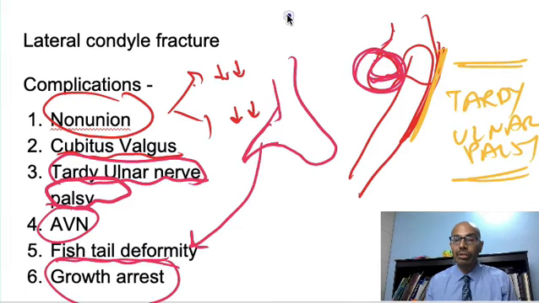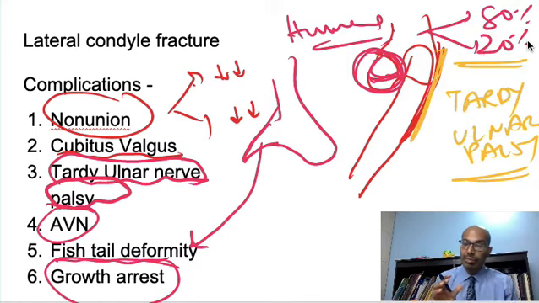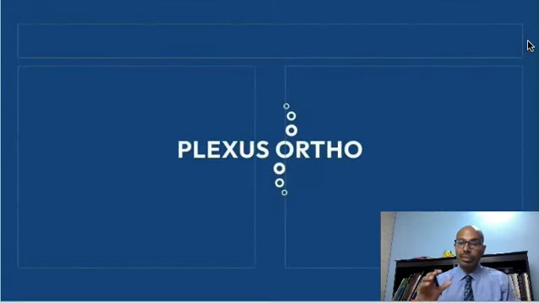Why? Because we all know that in the humerus, 80% of the growth occurs at the proximal portion and only 20% at the distal portion, and therefore growth arrest may occur, but it is not a significant complication. So that is the question and that is the answer. The question was basically what causes this deformity. It's a two-step question. First you have to identify the fracture. It was a lateral condyle non-union, and the most common deformity is cubitus valgus deformity.